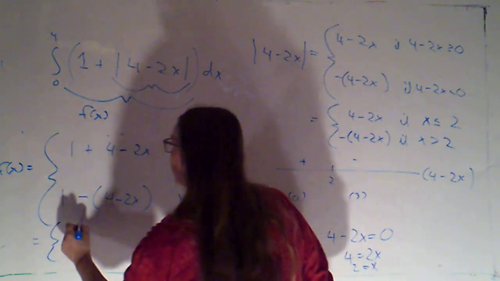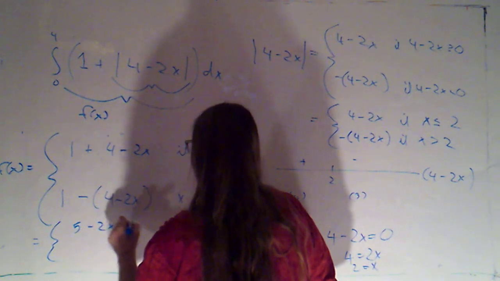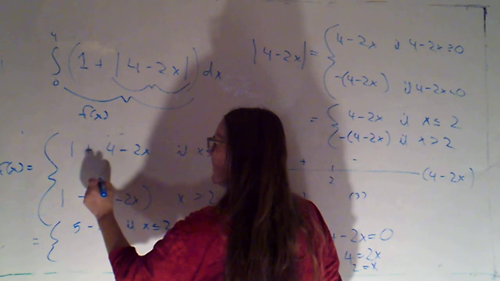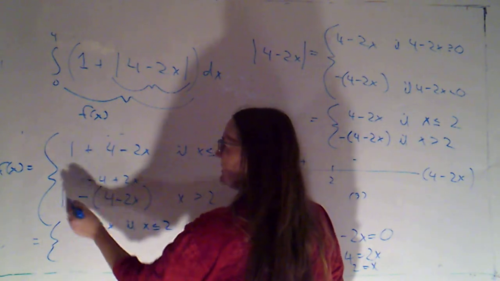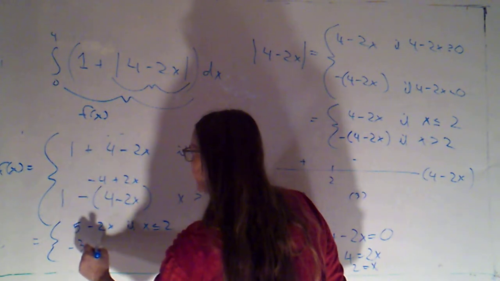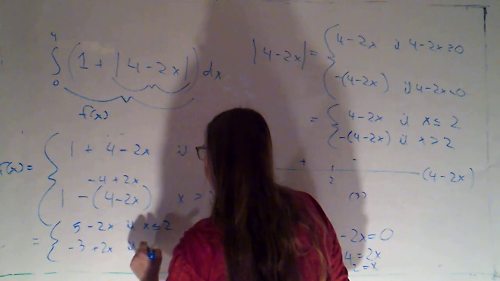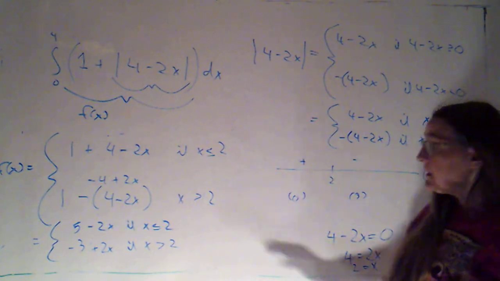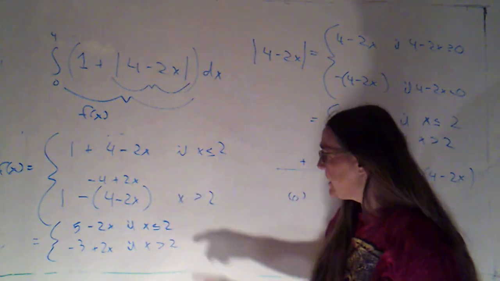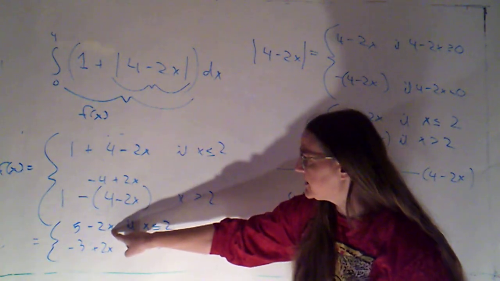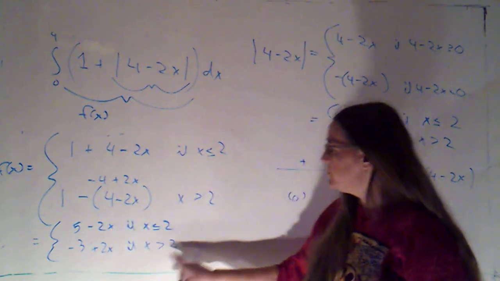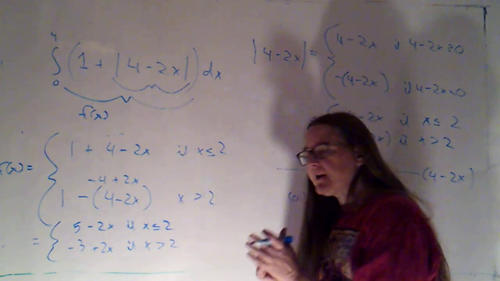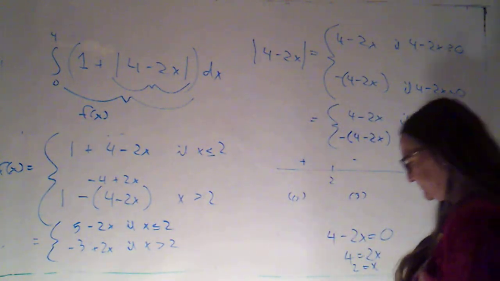But then I can simplify each of these pieces. So this would just become 5 minus 2x if x is less than or equal to 2. And here I can distribute my negative, so it becomes minus 4 and plus 2x. So that's going to become negative 3 plus 2x if x is bigger than 2. And once again, these rules should agree at 2. If I plug in 2 here, I'm going to get 5 minus 4 is 1. If I plug in 2 here, I'm going to get negative 3 plus 4 is 1. So they do agree at that transition point.